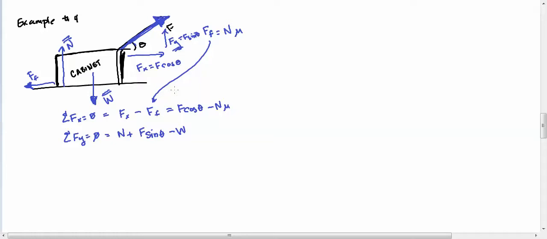Now I know that you guys are thinking, oh my goodness, this is so crazy. And like I said, you don't need to know how to set this up. That would be, if you were taking first year physics, what you would have to do.